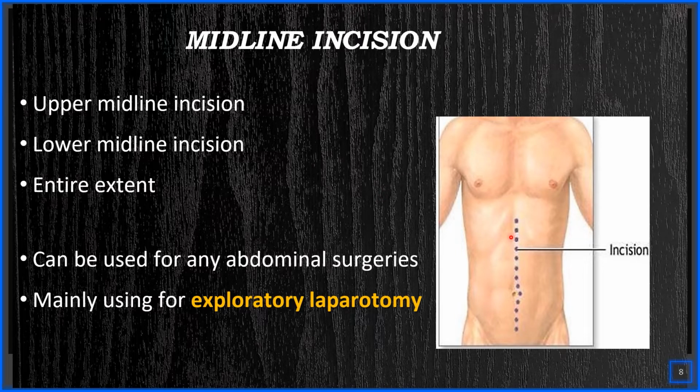Midline incisions can be used for any abdominal surgeries, but they are mainly used for exploratory laparotomy. So when do we do exploratory laparotomy? That is, if you want to examine organs of the abdomen when the diagnosis is not clear. For example, if a patient after trauma, after a road traffic accident, is suspected of internal bleeding, then you can do exploratory laparotomy to see which organ is injured. Or if there is a suspected cancer within the abdomen, you can do exploratory laparotomy in these patients.